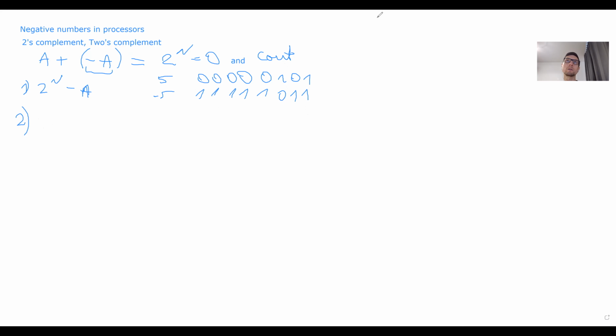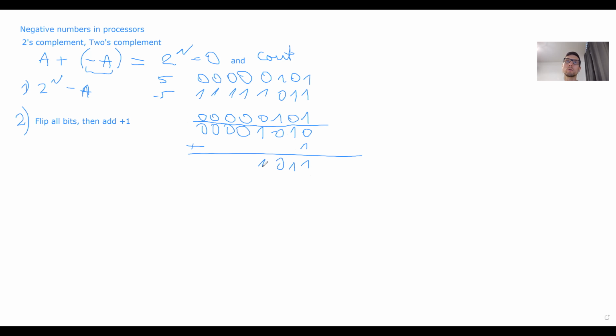The second way to convert from positive to negative numbers in computers is this: invert all bits and add 1. Flip all bits, then add 1. Let's try it out with 5. I'll write it once more: 0, 0, 0, 0, 0, 1, 0, 1.